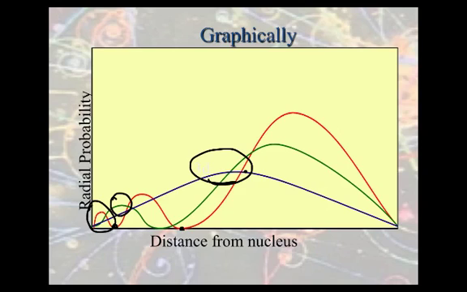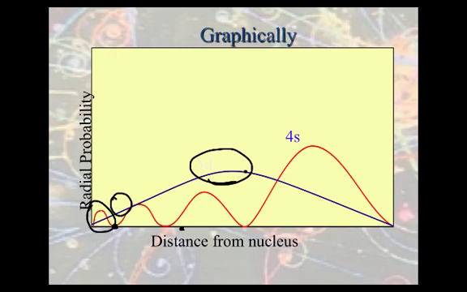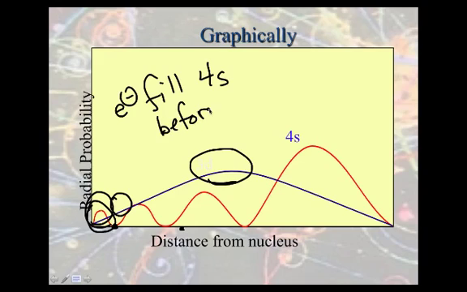Now let's look at the 4s. Here's our 4s. Look how close that can be. This is why electrons fill the 4s before they fill the 3d orbital. Electrons will fill into the lowest energy level first, and it's lower energy for them to be in 4s than it is for them to be in 3d.